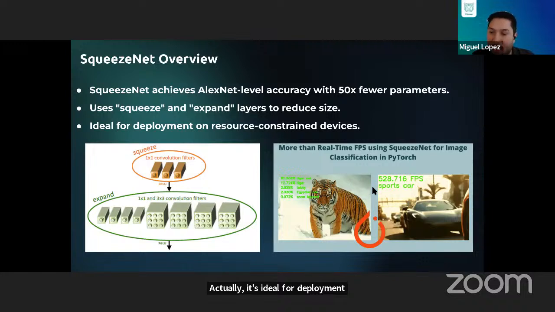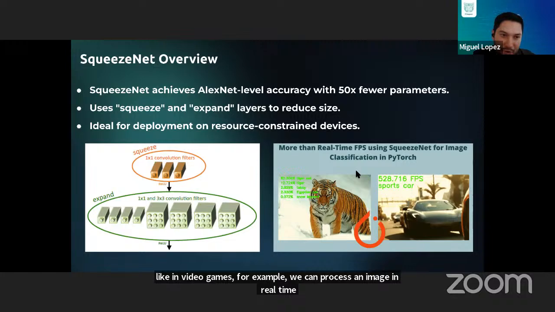And this is an example of how many FPS, frames per second, like in video games. For example, we can process an image in real time. And that's why this one is also important.